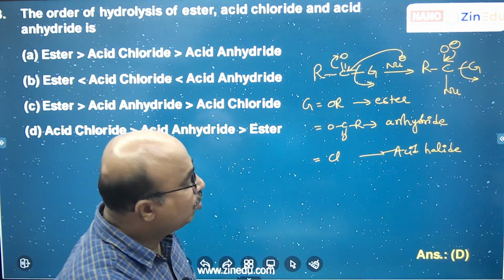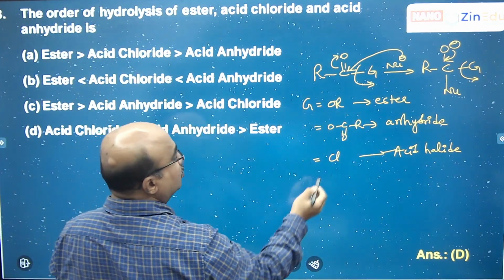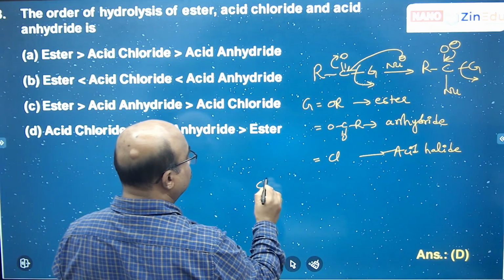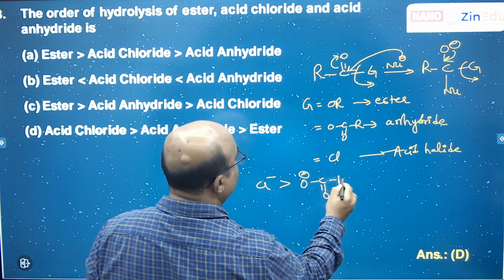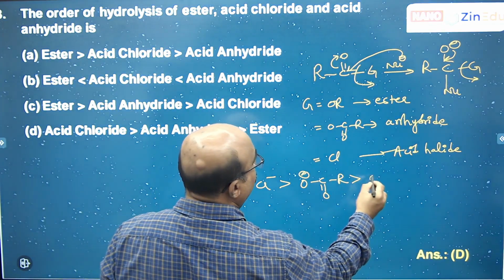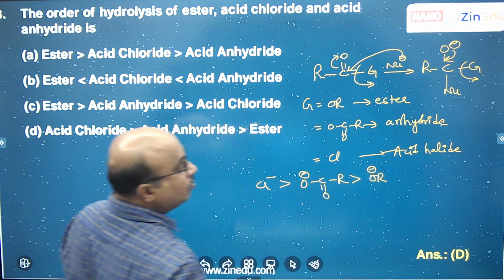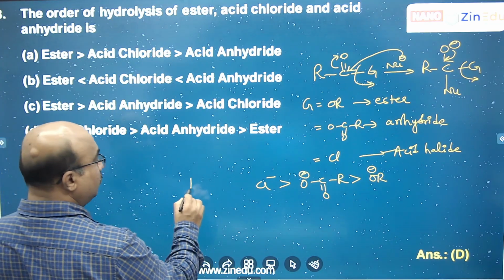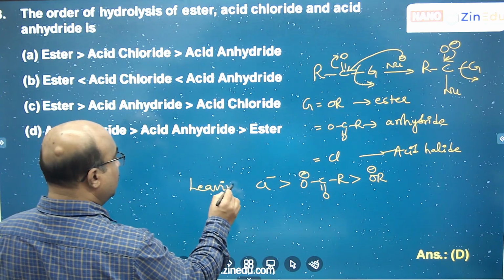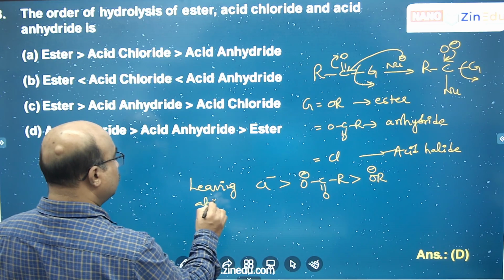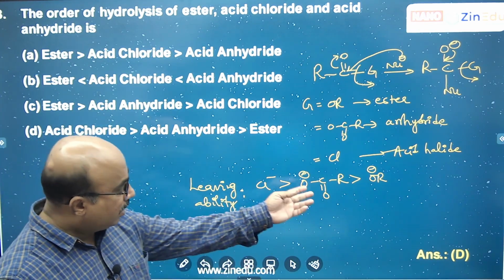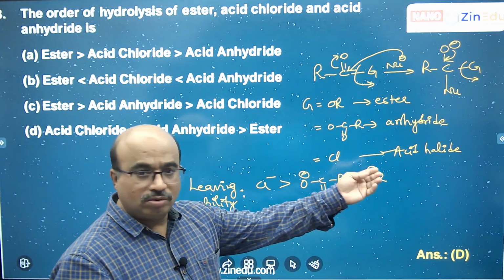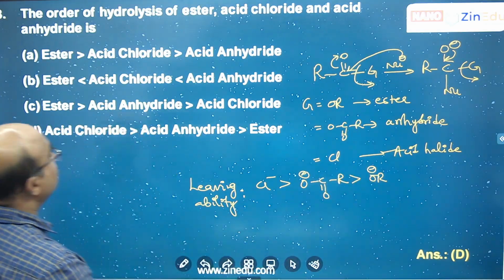So, which is a good leaving group among these? Cl minus is a better leaving group than the O minus C double bond OR group, which is a better leaving group than OR minus. So, the reactivity is also in the same order. That means acid halides are more reactive than acid anhydrides. Acid anhydrides are more reactive than esters. So, acid halide.